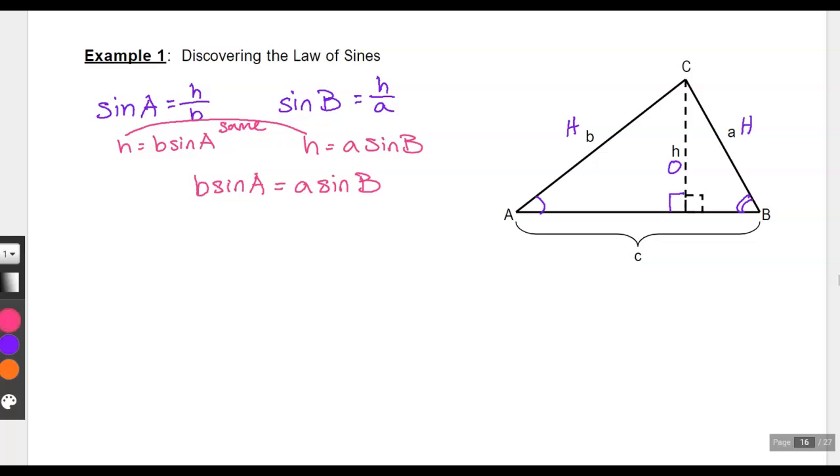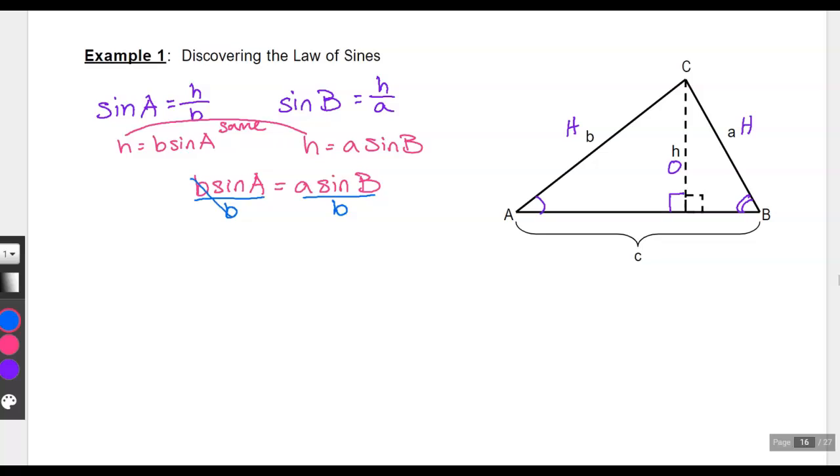Say I wanted my sine values to be alone, right? I don't want the b on the sine of a. I don't want the a on the sine of b. What can I do? Divide by what? So I can divide sine of a by b and divide a sine of b also by b.